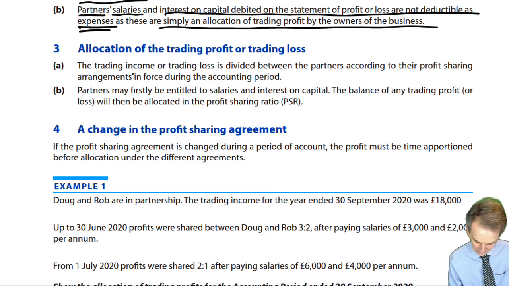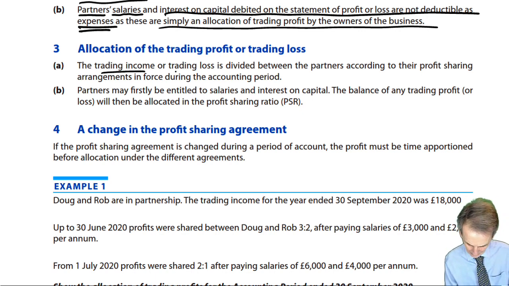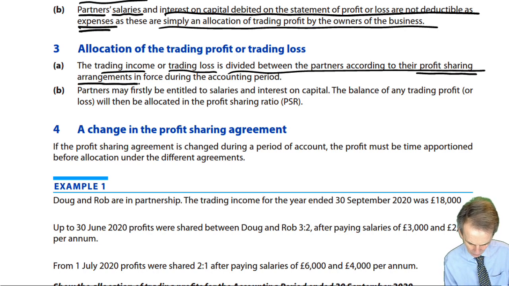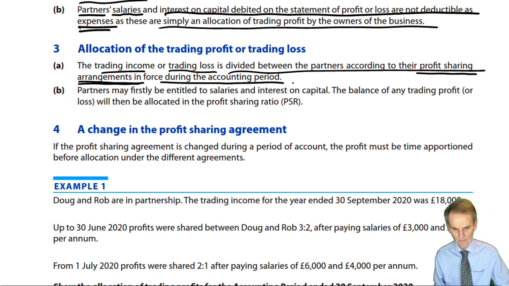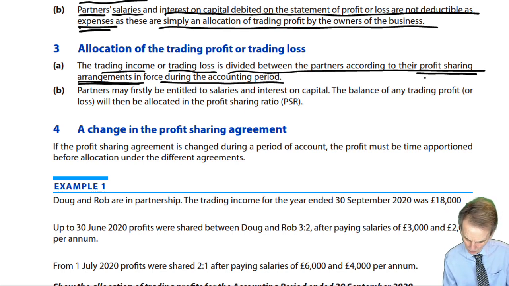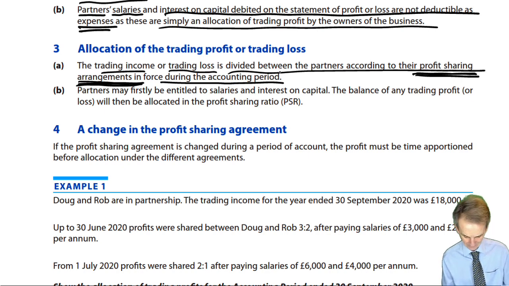So what do we do? The trading income, or if it were necessary, though it won't be for us, trading loss, is divided between the partners according to their profit sharing arrangements in force during the accounting period. So we will have adjusted the profit from the statement of profit or loss for an accounting period. It is that profit of the accounting period that is divided according to the profit sharing arrangements in force during the accounting period.